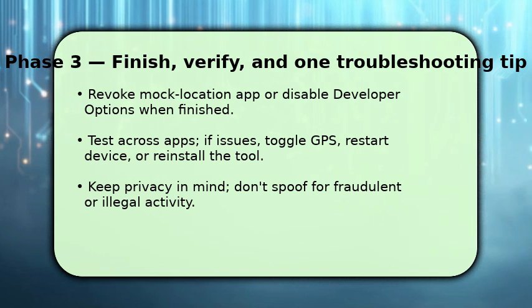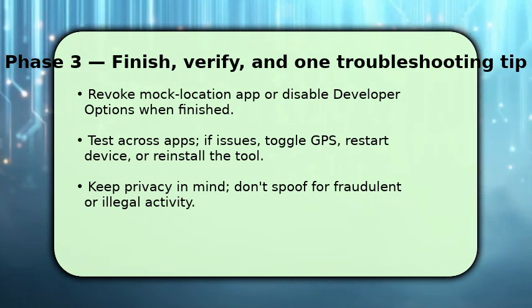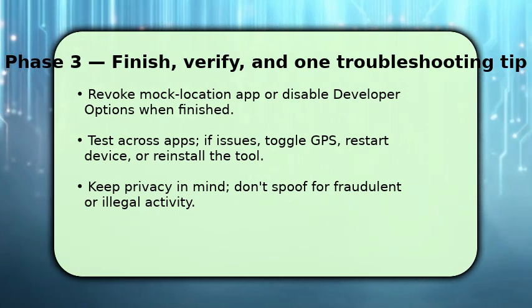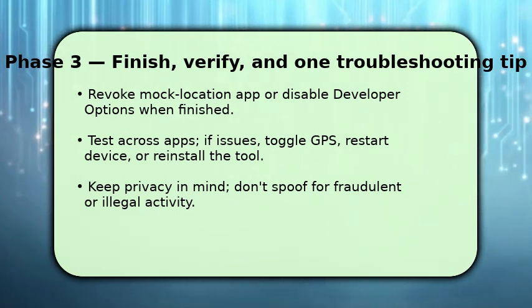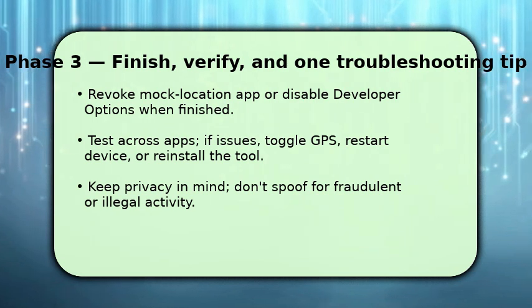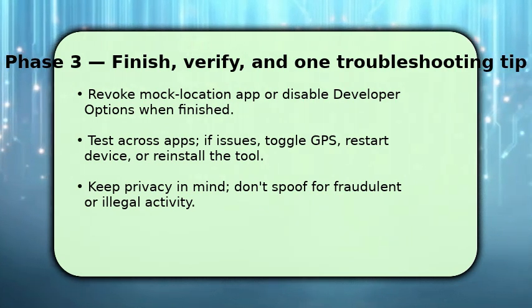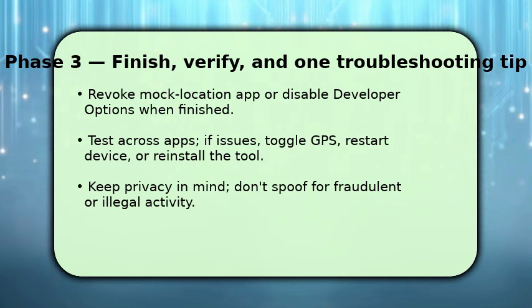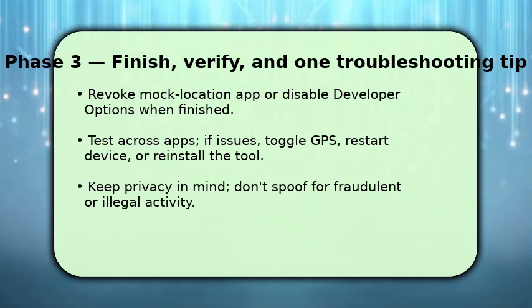real GPS again. If location doesn't update correctly, toggle GPS, restart, and reinstall or update the spoofing app or ADB tools. Also check for battery optimization blocking background updates. Troubleshooting tip: if an app detects spoofing, clear its data and reinstall or try a different spoof method.